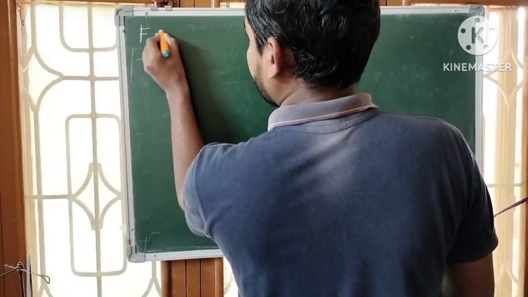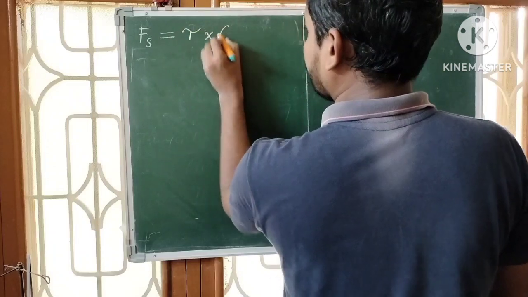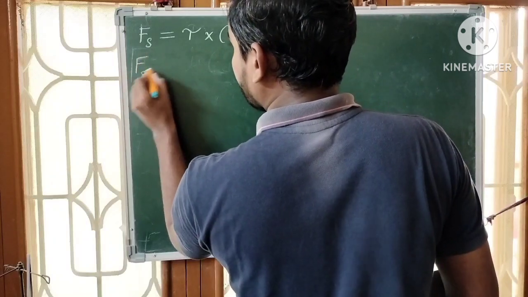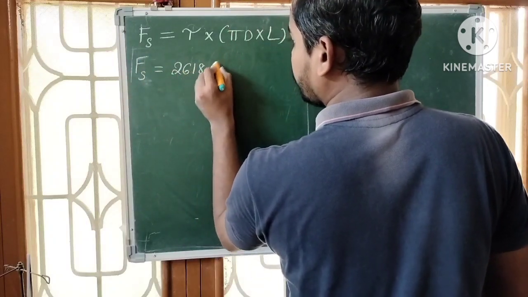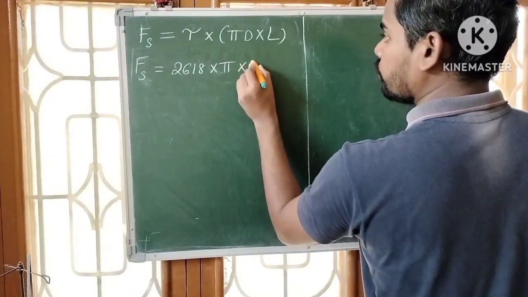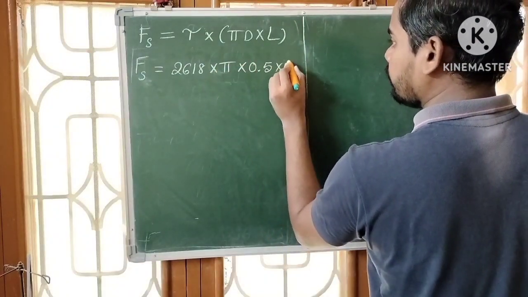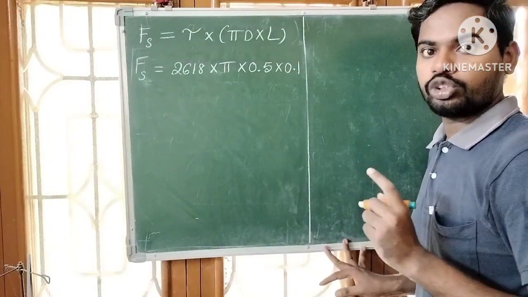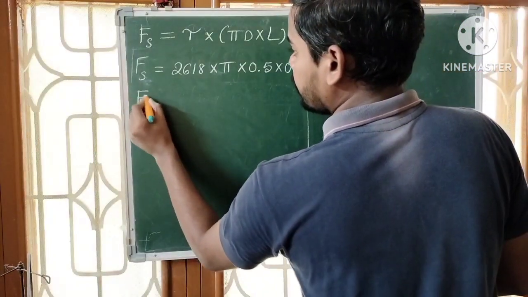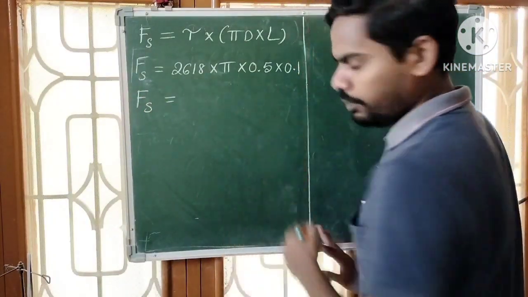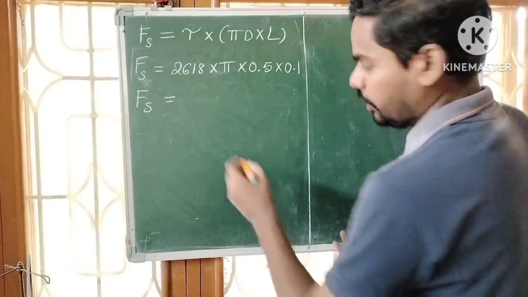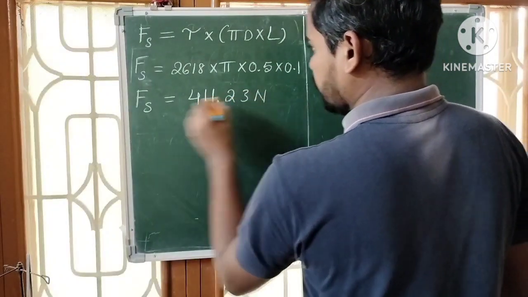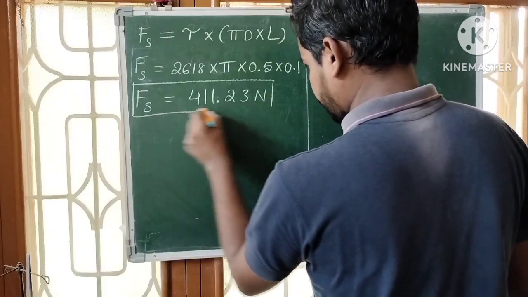Now shear force on the shaft, Fs, is equal to tau into pi d into L. So Fs is equal to the tau value 2618 Newton per meter square and pi into the diameter of the shaft 0.5 meters into the length of the sleeve. How much? 0.1 meters. Actually the length of the sleeve is given as 100 mm, and 100 mm is equal to 0.1 meters. So if you multiply, you will get approximately 411.23 newtons. So this is the shear force on the shaft.